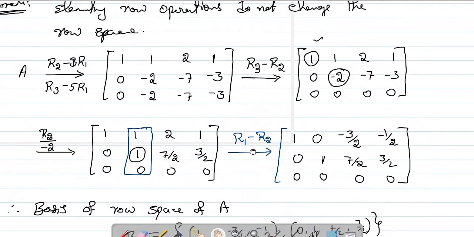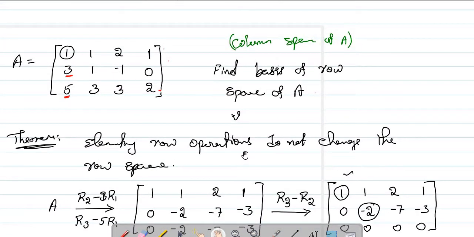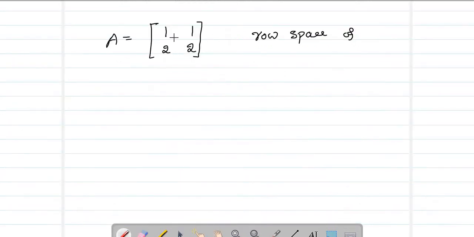Okay. Now the question is about column space. So how to find the basis of a column space? When you make row operations, what happens to the column space? Is it going to be changed or does it remain the same? So let's try to see. Let's say here A I have given. So what is the row space of A? Can you see that? The row space of A is nothing but linear combinations of these two rows.